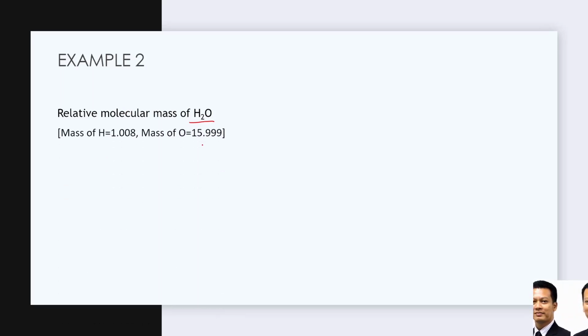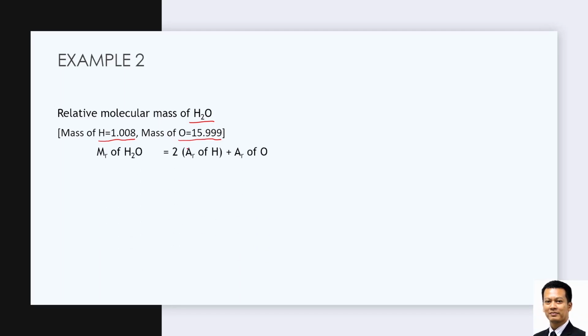Example 2: relative molecular mass of H2O. We want to find the relative molecular mass of H2O. What is given is the mass of hydrogen, which is 1.008. At matriculation level, you need to use 3 decimal places, or it depends on the question paper information. Maybe if the paper gives you 1.01, you just write down 1.01. In this case, it is given as 1.008, and oxygen is 15.999.